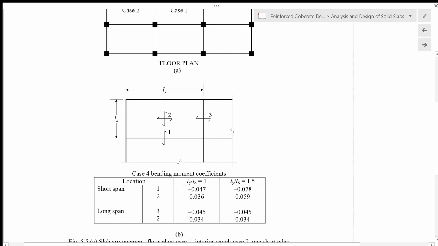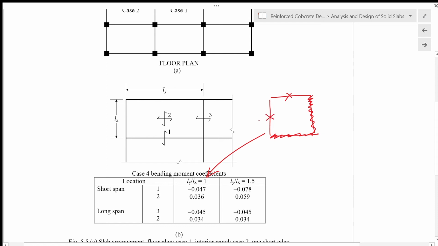We use the beta Sx and beta Sy values from table 3.14 of BS 8110 part 1 1997. The first example here is Ly over Lx equals 1, meaning that this panel is a square panel. So this is for Ly over Lx equals 1, and then we have two adjacent edges discontinuous.